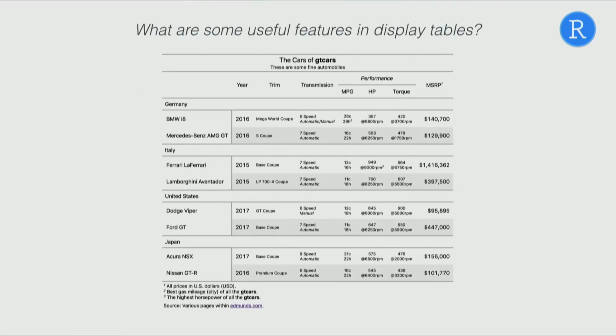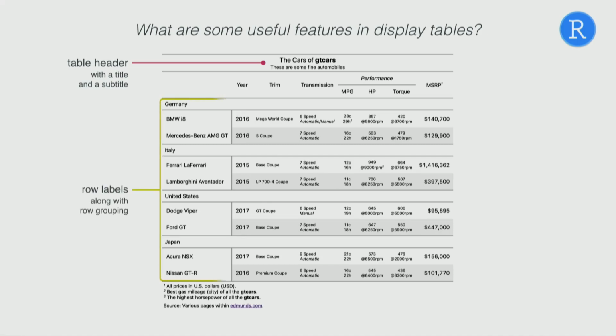OK, when we first set out to make this package, we thought, what are some useful features in display tables? What are we bringing to the table, as it were? First thing is kind of obvious, a table header. It's nice to have a title and a subtitle. It's fantastic. It sort of identifies the table, describes it. We had to have that, so we put that in.